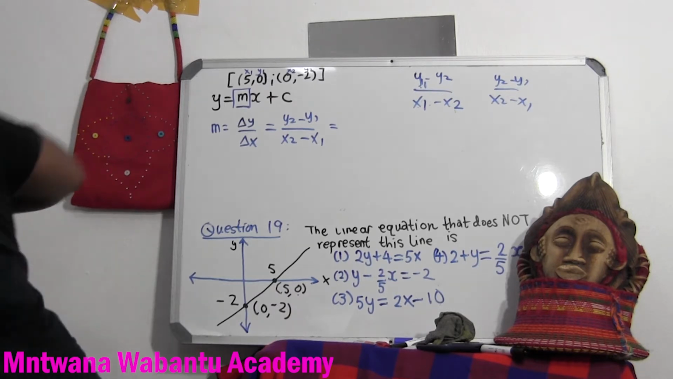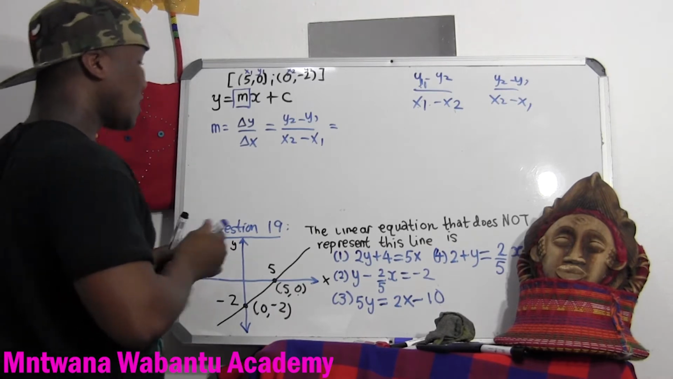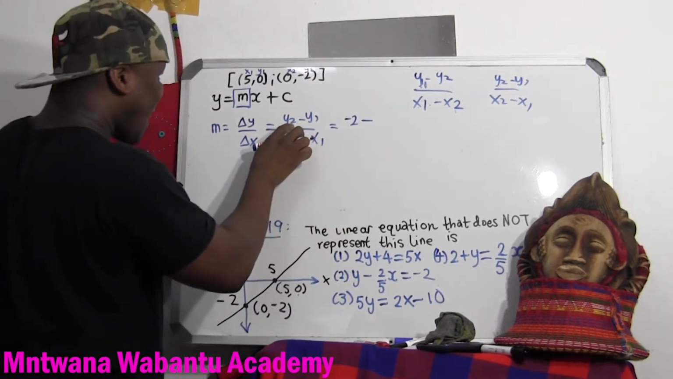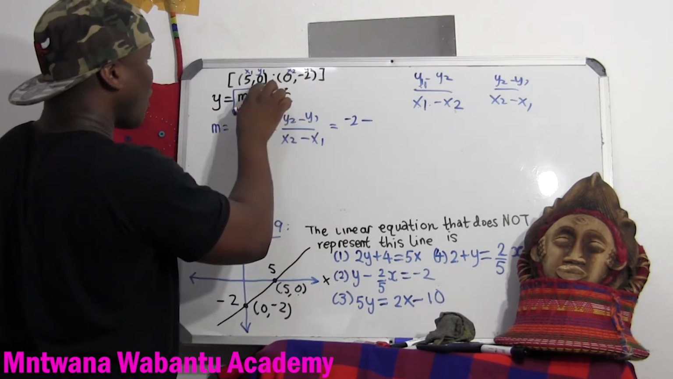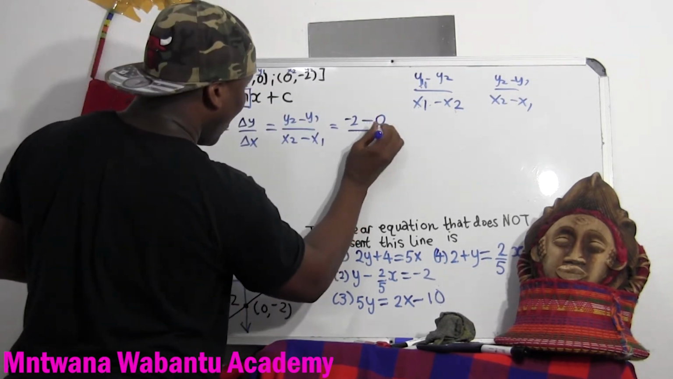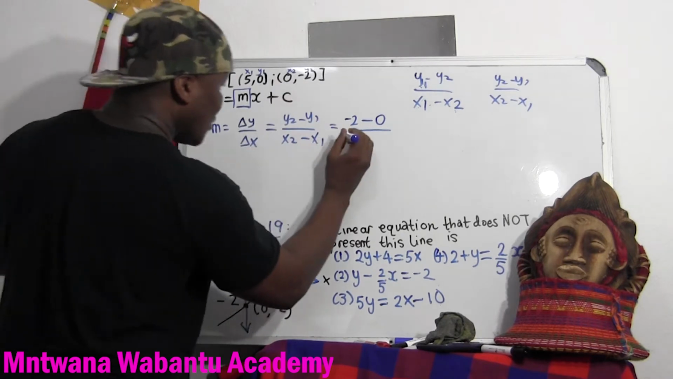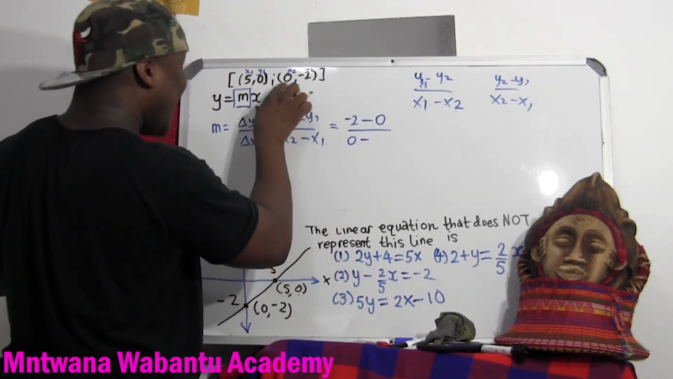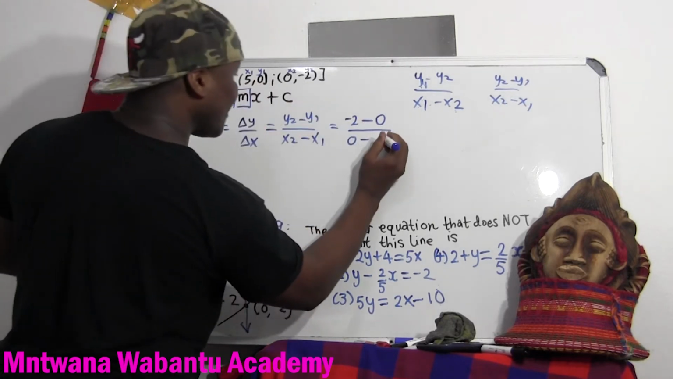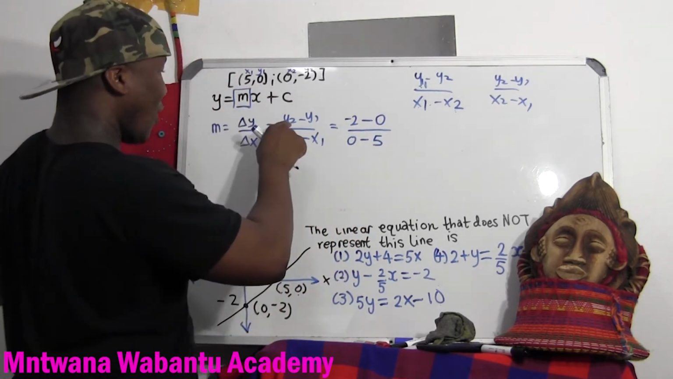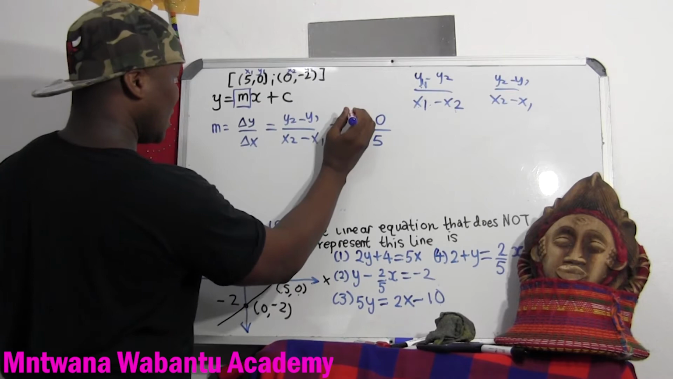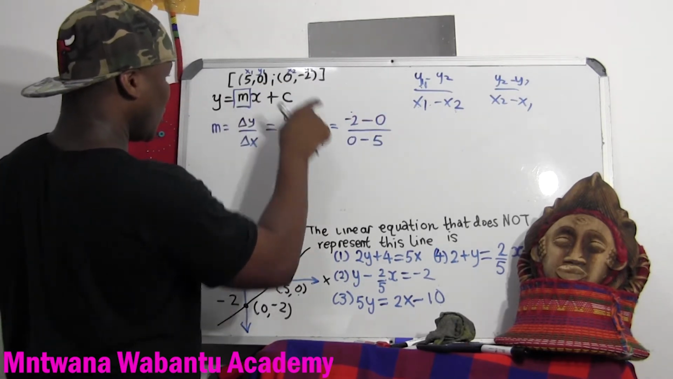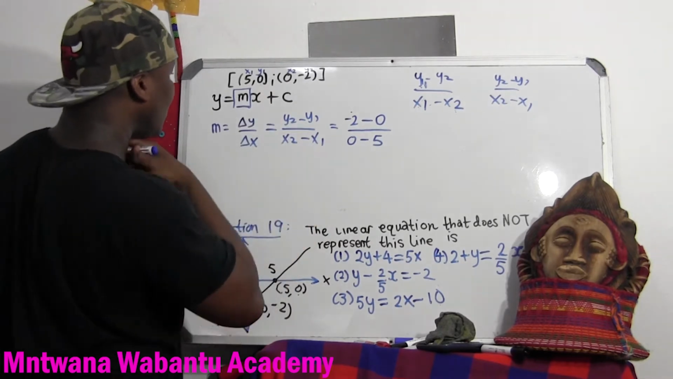Okay, so now for this case, what is y2? y2 equals negative 2, minus y1. y1 equals 0. And then over x2, what is x2 equal to? 0, minus x1. x1 equals 5. Let's check again. y2 equals negative 2. Can you see negative 2? And then minus y1 equals 0. Excuse me, x2 equals 0 minus x1 equals 5.